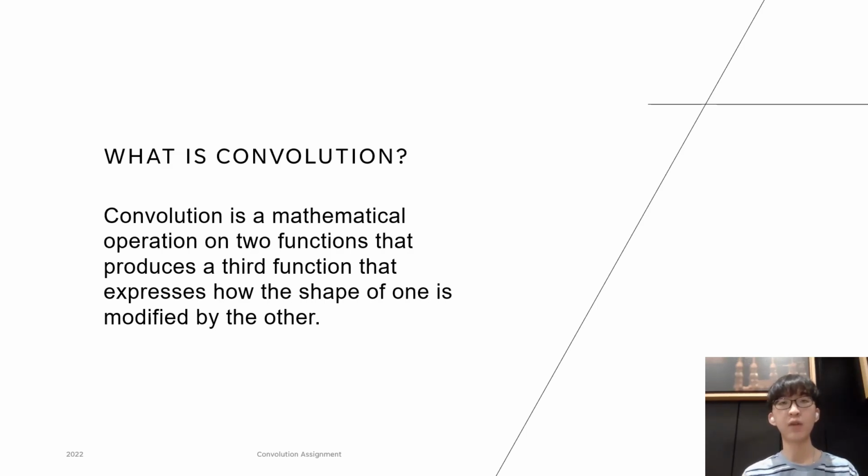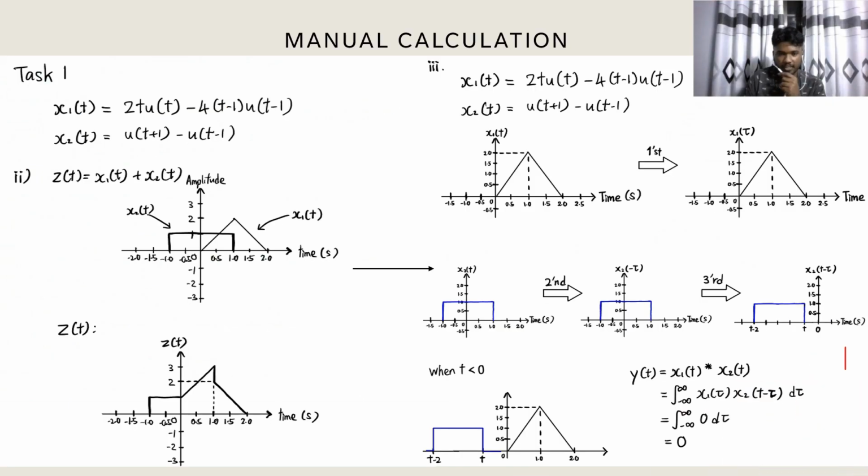Now I will pass to my friend Arun Kumar, and he will show you how to calculate the convolution operation step by step. Hello, my name is Arun Kumar. So, for today, I will be presenting the manual calculation of task 1 for my group. Over here, we have obtained the functions from the graph given in the question. For the second step, we are adding up both of the functions. As you can see, we're just adding up the amplitudes, which will result in the z(t) function shown over here.